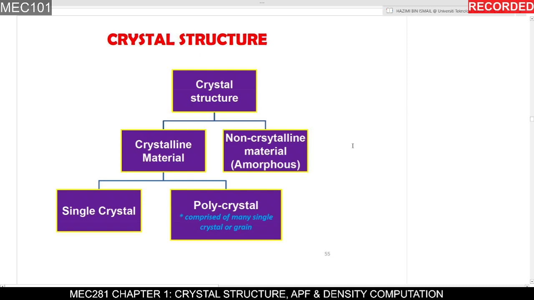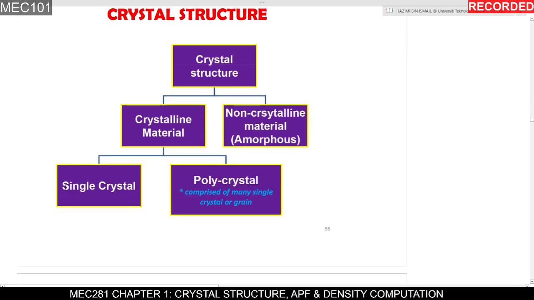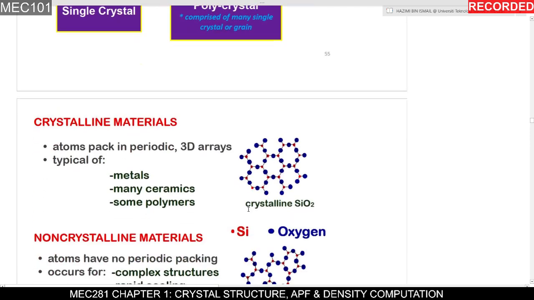The arrangement of atoms is in the form of either crystalline material or amorphous. Amorphous, or sometimes we call non-crystalline material. And for the crystalline material, we have two types. One is the single crystal, only one type, and the other is the polycrystal, where it comprises many single crystals or grains.